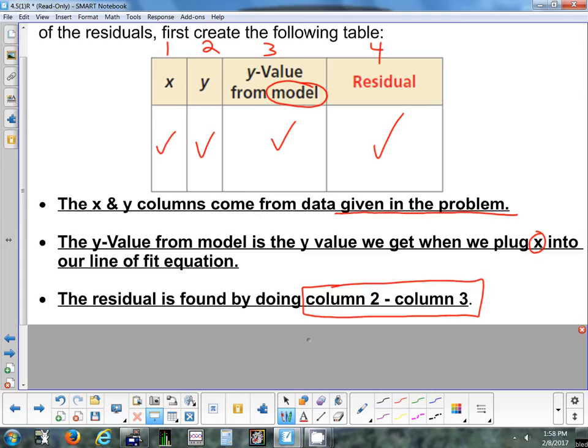Any questions on that one? Just take what's in column 3, column 2 minus column 3, put it right there.